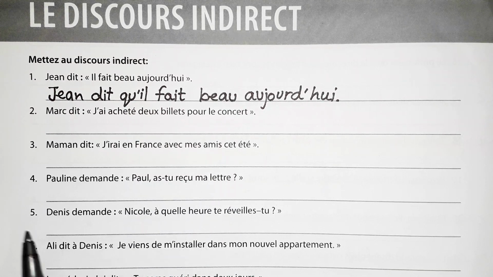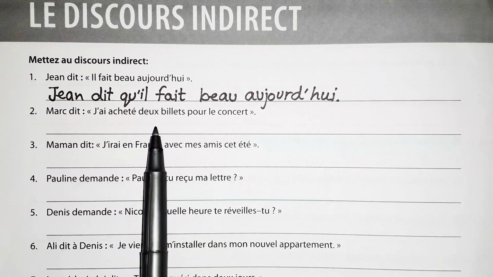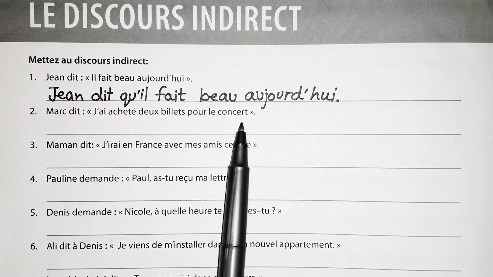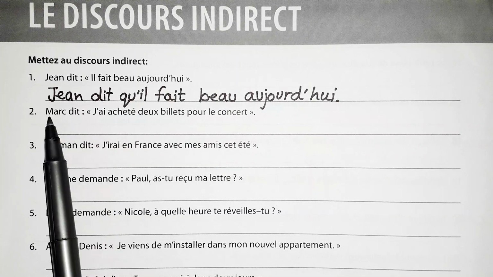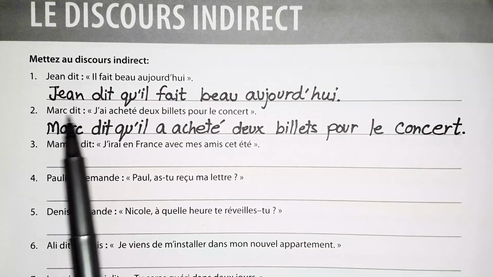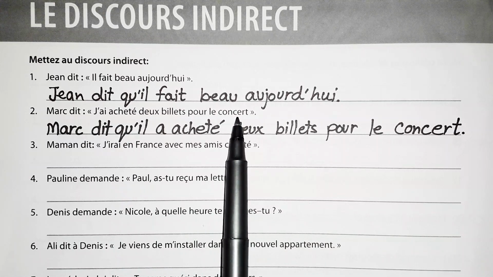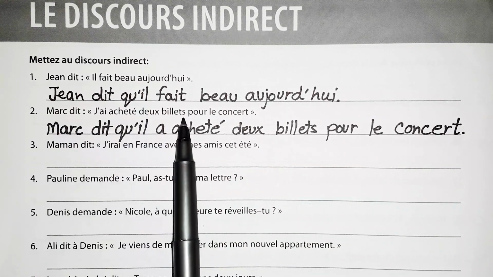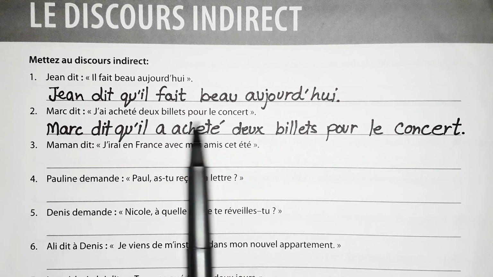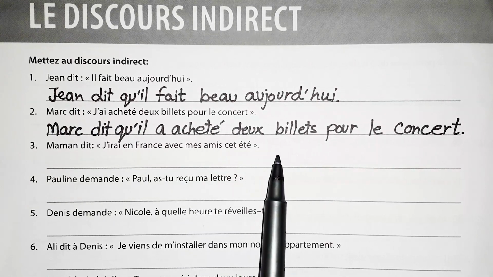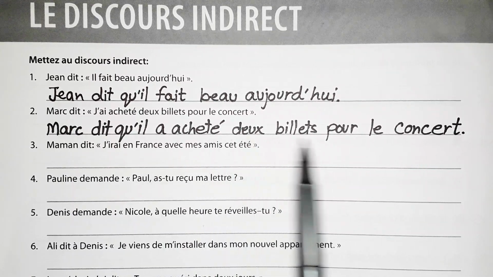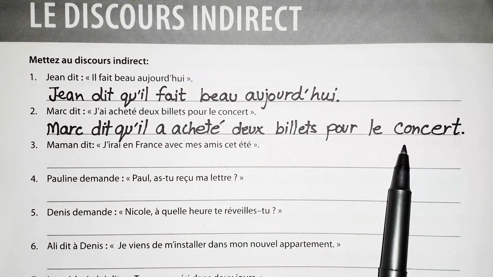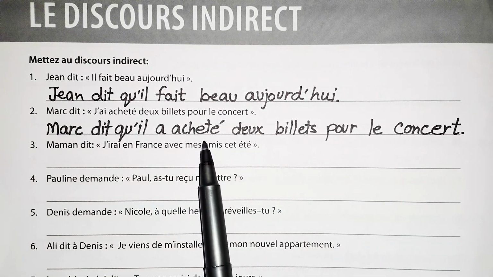Now let's come to the next statement. Marc dit j'ai acheté 2 billets pour le concert. Now again we have got a simple statement, so we'll just add que here to join these two sentences and we'll change the pronouns accordingly. Marc dit. Now again, this portion is indicating that this sentence is spoken in present. Marc dit, j'ai acheté 2 billets pour le concert. That means Marc is saying, I bought 2 tickets for the concert. And after changing it, it is like Marc dit qu'il a acheté 2 billets pour le concert. That means Marc is saying that he bought 2 tickets for the concert.